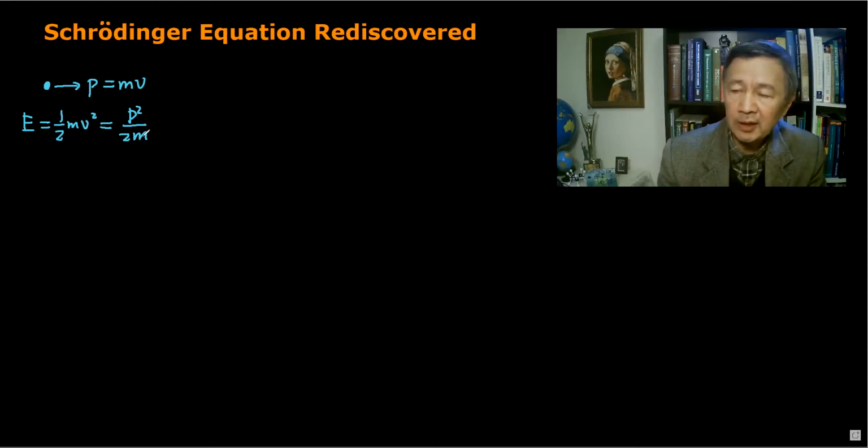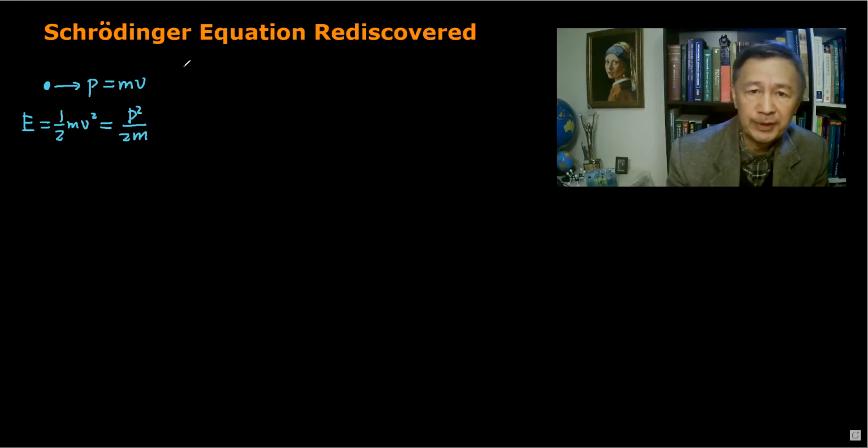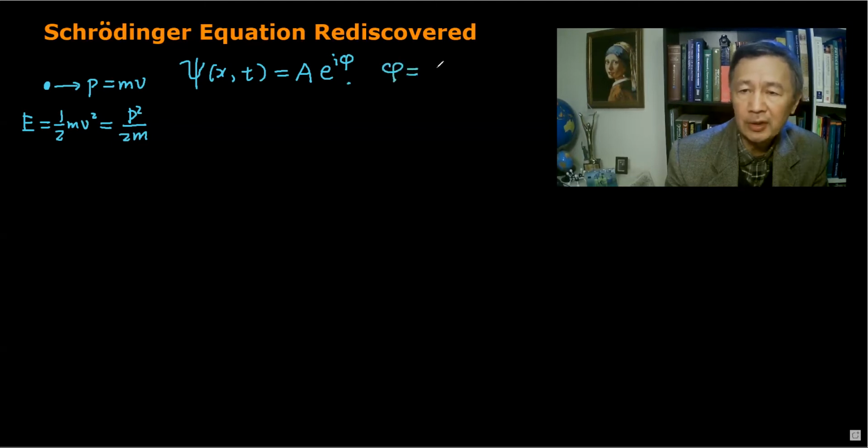On the other hand, in quantum mechanics, this particle can be described by a wave function, or for a plane wave, psi of x, t, the two variables, equal to A times exponential i phi. Here phi represents the phase. Phi equals 2 pi divided by lambda multiplied by x, minus omega t.